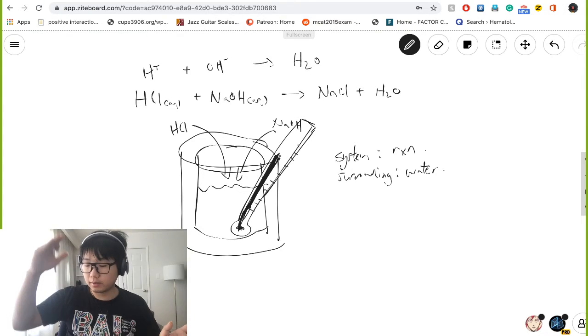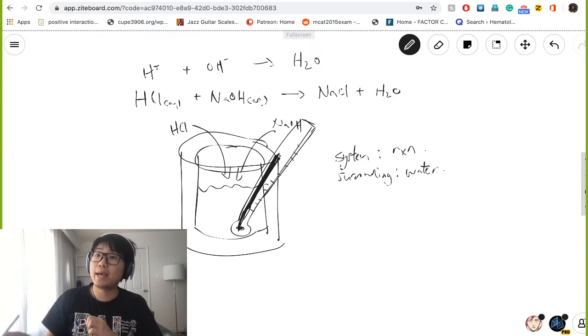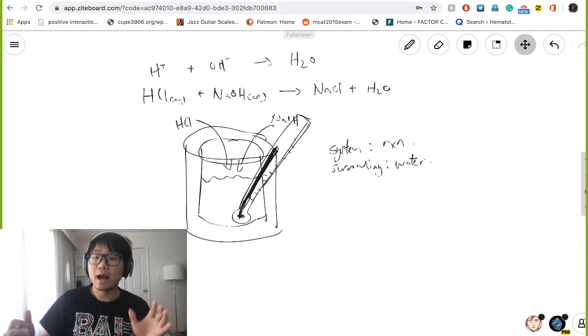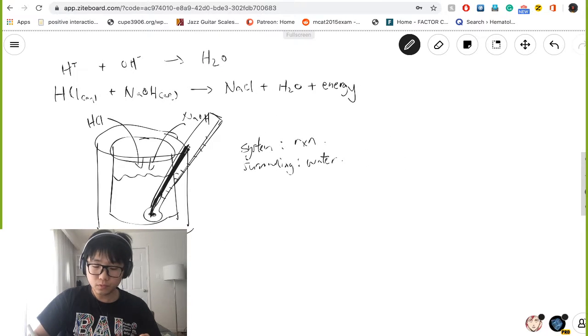If on the other hand you see the thermometer start to go down, that means the temperature is going down. What's going on? That means energy got sucked out of the water, right? That means that the system, the reaction, has sucked in energy. That means energy is on the left side. I'll tell you right now, this reaction is actually an exothermic one. A neutralization reaction is usually going to be an exothermic reaction. You can think that's actually what the heat pack is doing too.